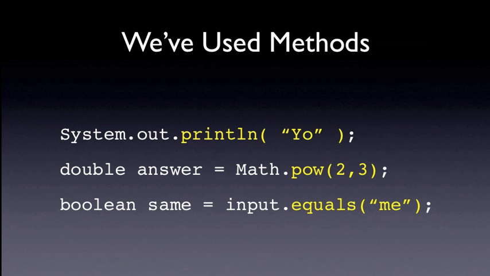2 parameters are being passed into the POW method. We're passing in 2, which is the base, and then 3 is the exponent, and we'll send that into the method for processing. And notice that the equals method accepts a string for processing, and when it puts that into the method, the string "me" is compared to the string stored in the variable input, and if they are truly equal, the letter M followed by the letter E, both in lowercase, then it would return true. So we can actually provide input to a method, and that input appears between the parentheses after the name of the method.